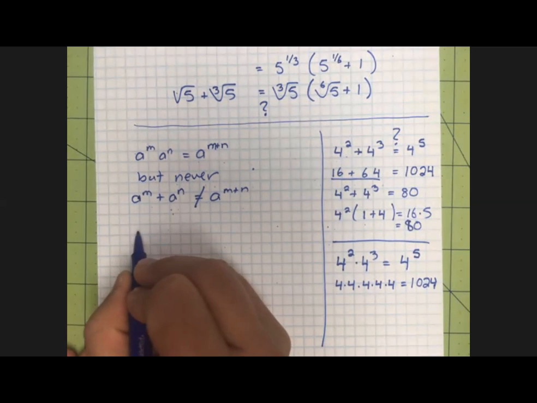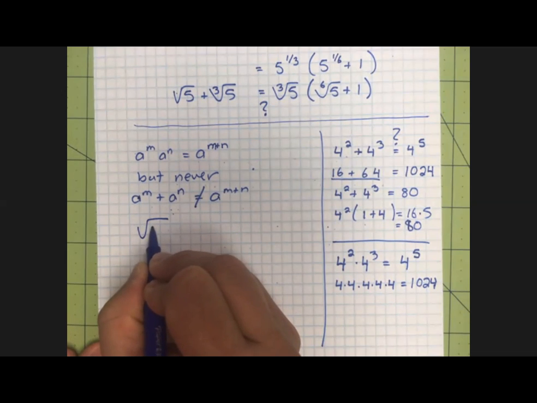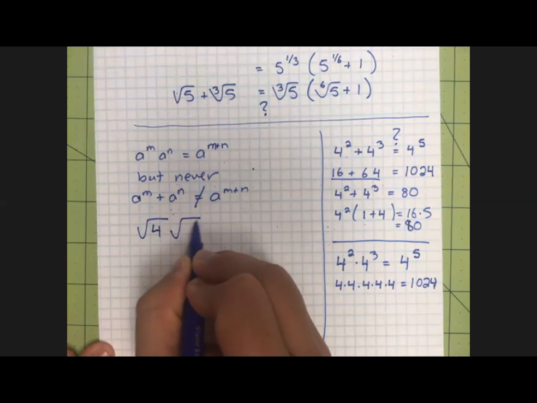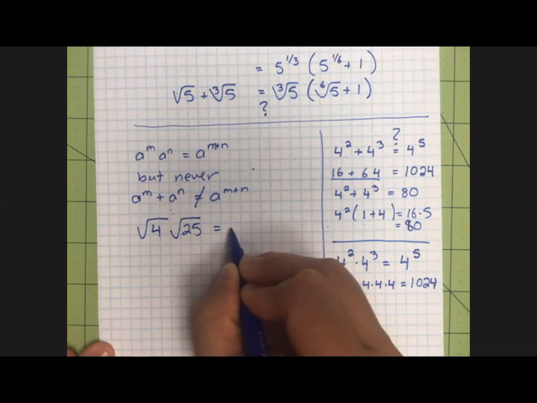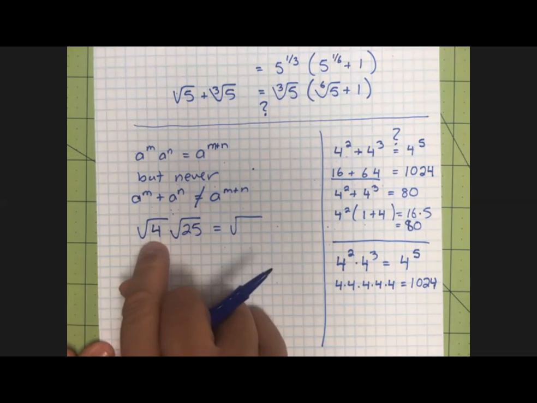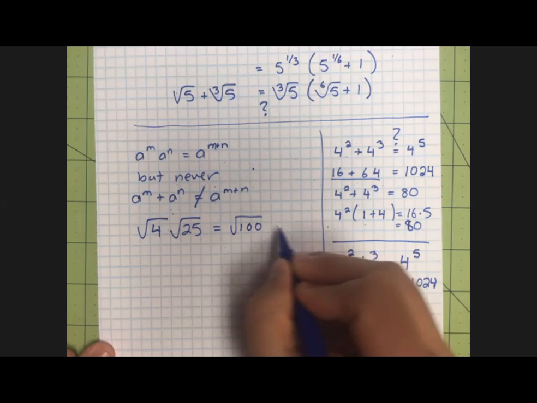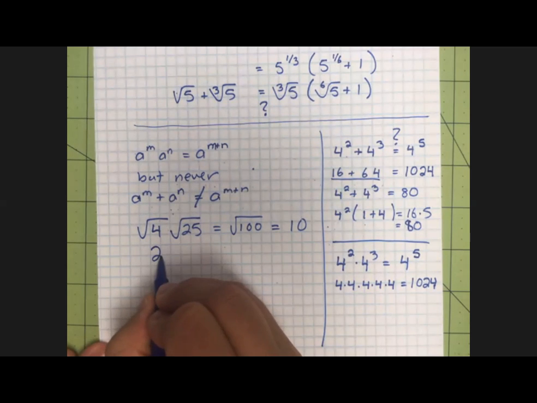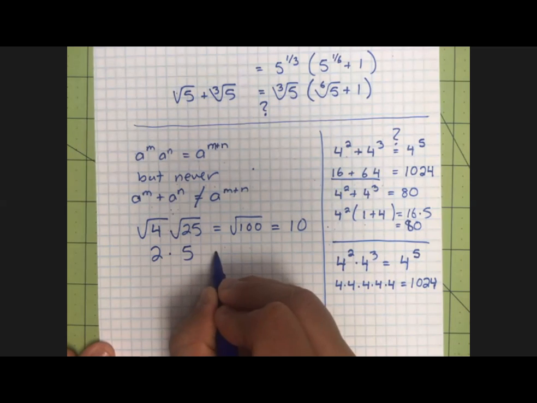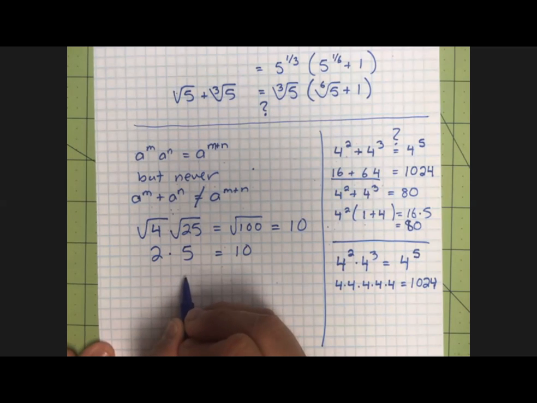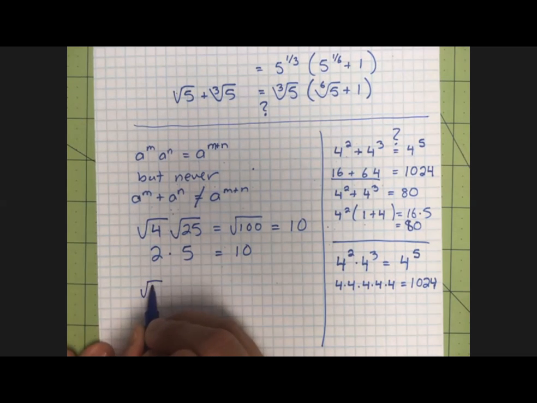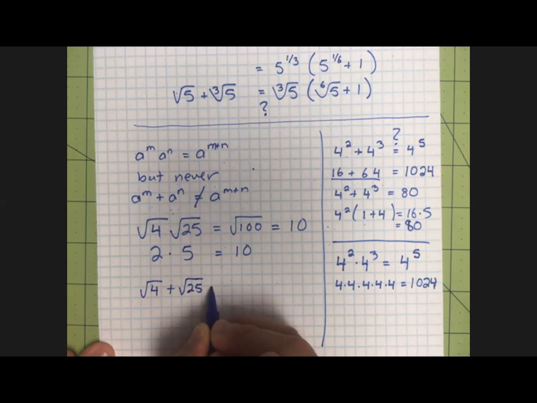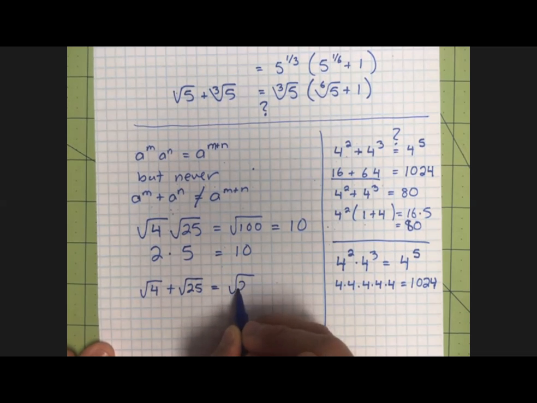The other thing people do with this sometimes, like, what's the square root of 4 times the square root of 25? Well, because I'm multiplying 2 square roots, I can call that square root of 100, which is 10. That makes sense, because the square root of 4 is 2, and the square root of 25 is 5. And 2 times 5 is 10. But I can't say the square root of 4 plus the square root of 25 is the square root of 29.